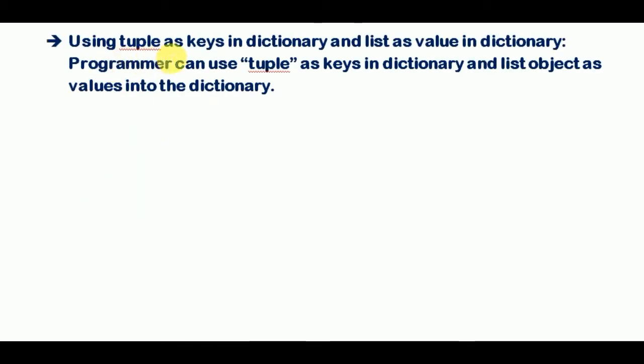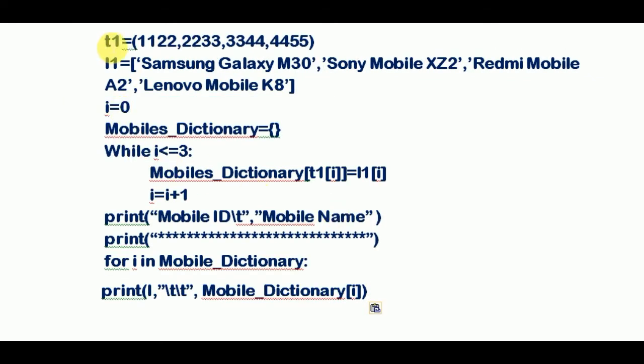Now the next one is using tuple as keys in the dictionary and list as values in the dictionary. So a programmer can use a tuple as keys in a dictionary and list objects as values in the dictionary. How can it happen? Let's take an example. Here we have one tuple, and this is the list. These are the list values, and here I is initialized with 0, and mobile dictionary is the name of the dictionary which contains the empty tuple.